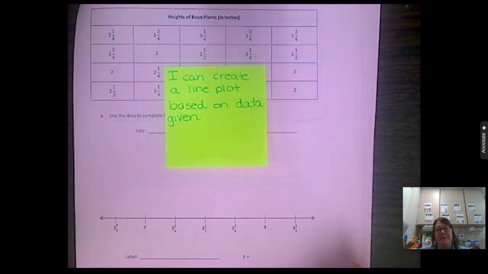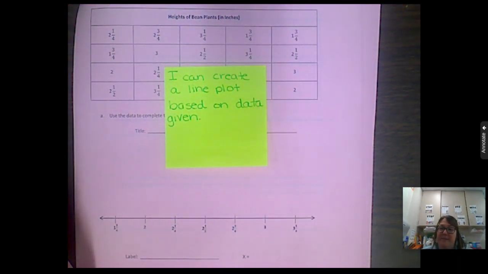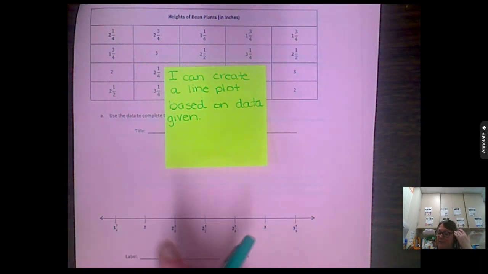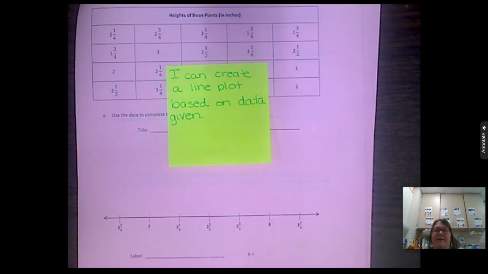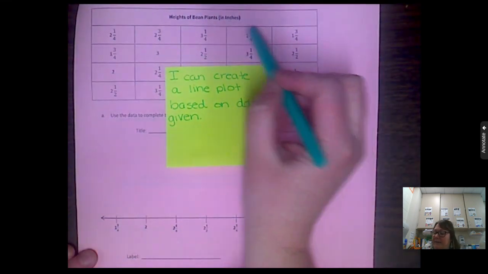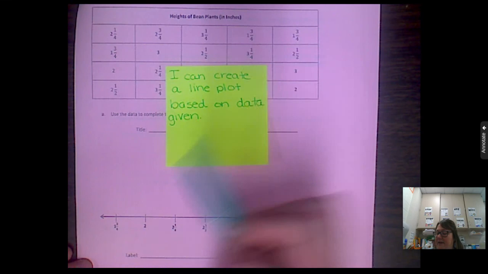So this is a little bit different today. We're taking it up another step in that today, well, the line plot is started for us, but we are plotting all of our X's on that line plot. We're actually making that line plot. We're putting the data on the line plot. So kind of fun for today. Okay. So we have all of our data here, all of our measurements, and then we're going to be plotting them here.